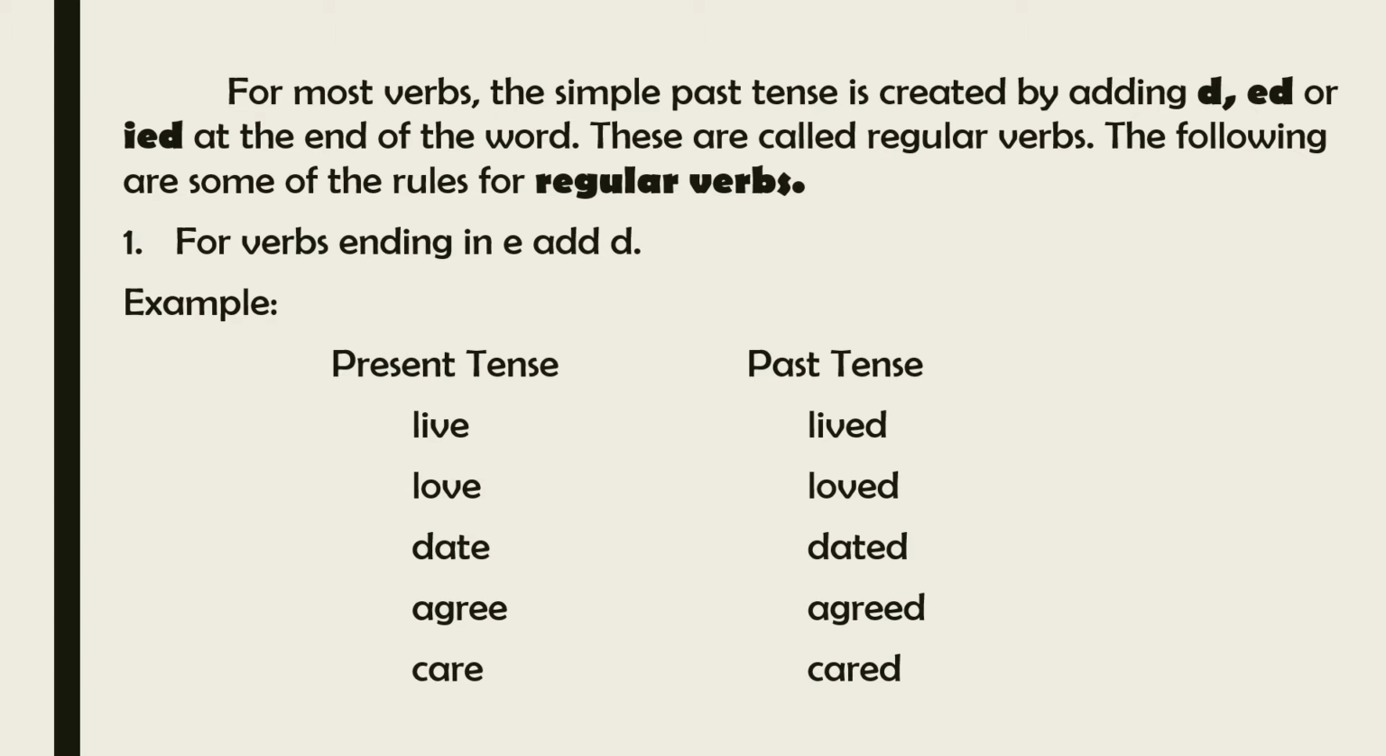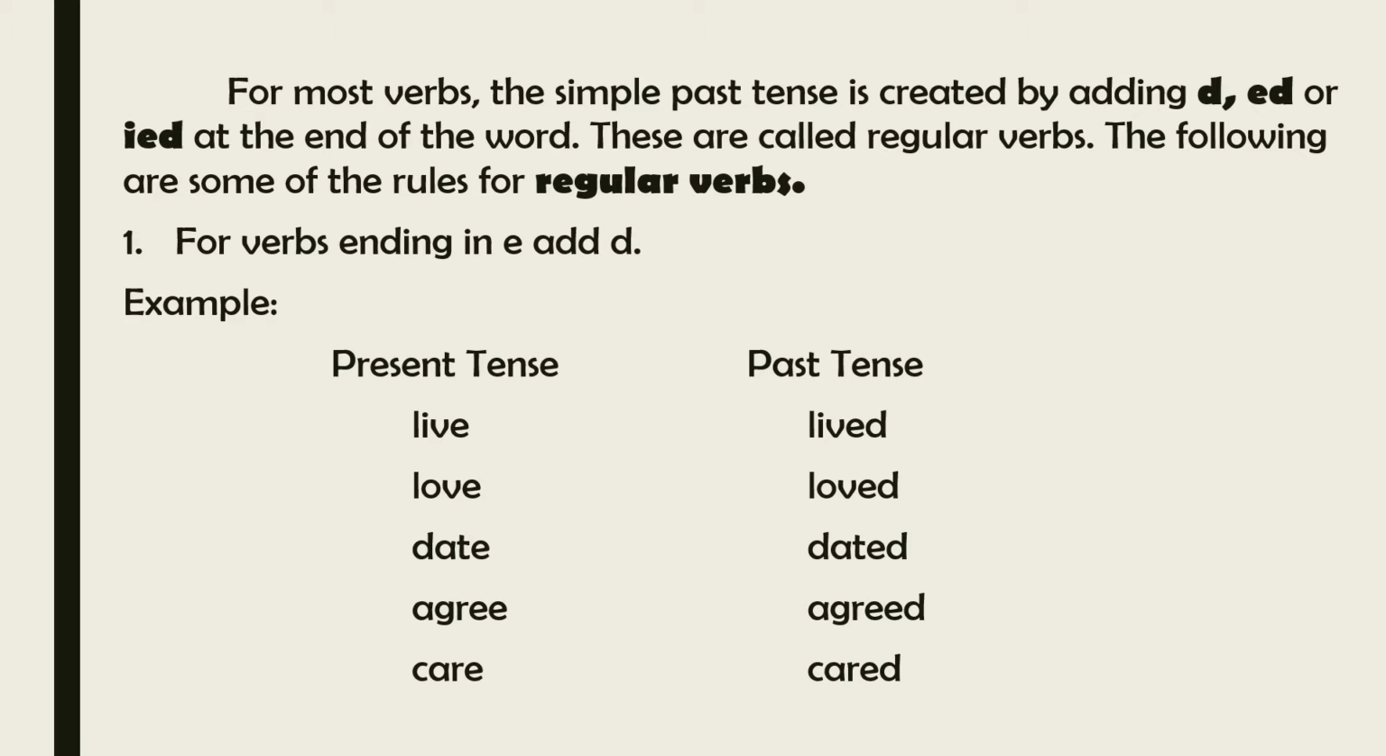So for most verbs, the simple past tense is created by adding d, ed, or ied at the end of the word. These are called regular verbs. The following are some of the rules of regular verbs. For verbs ending in e, add d.